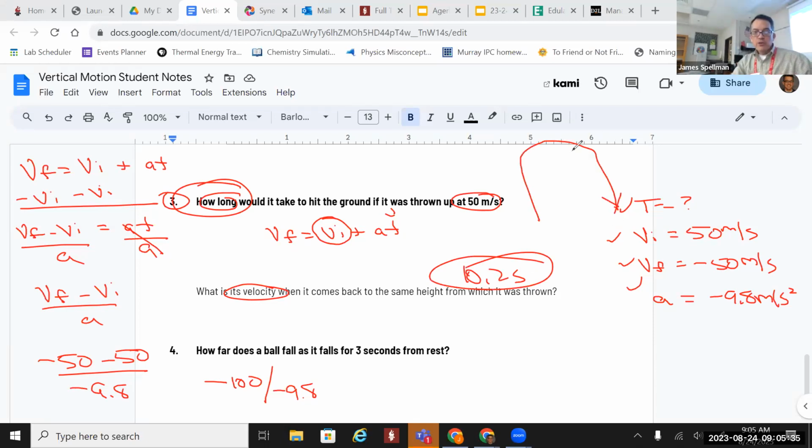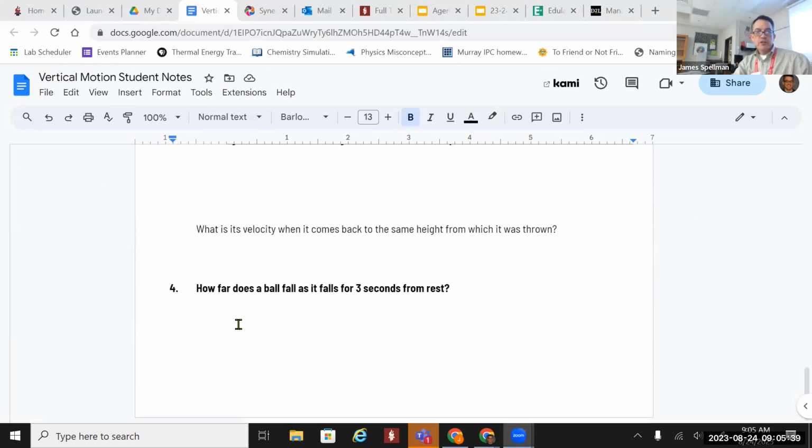All right, and then the last one. Again, stop, rewind, watch it again if you need to. Number 4, how far does the ball fall in 3 seconds? So again, we'll list out what we've got. We're trying to find distance. We've got a time, which is 3. We've got an initial velocity of 0 because it's falling, and we've got an acceleration of 9.8 because we're going to assume it's on Earth.